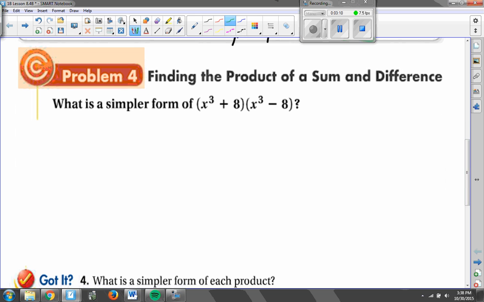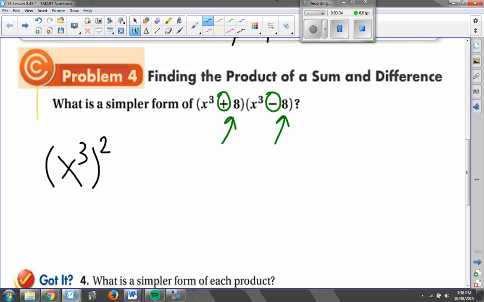What is a simpler form of x to the third plus 8 times x to the third minus 8? Well, since I see that this number is the same as that number, and the signs are different, I will use my shortcut. The answer simplified is x to the third squared minus 8 squared. Now I know that 8 squared is 64.